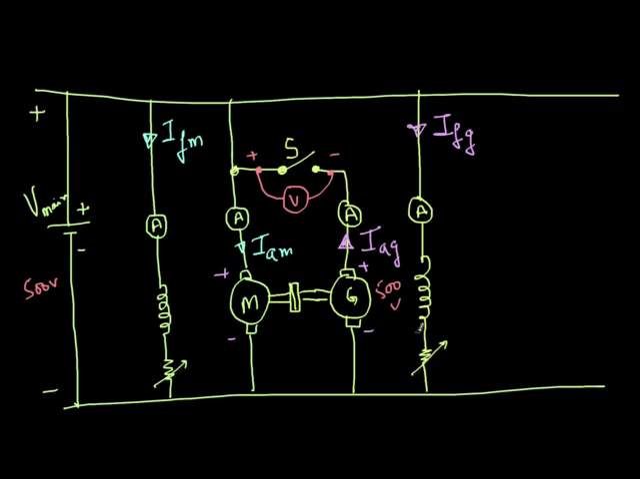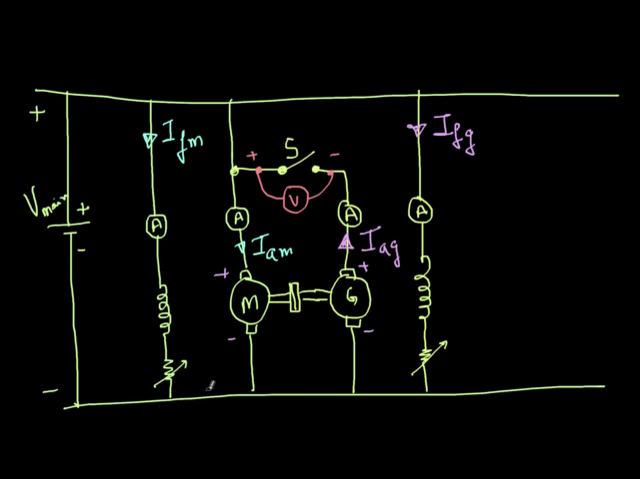The resistance in the field of the generator, if I increase it, then the current will decrease and the voltage will decrease. But if the resistance is decreased, then the current will increase, there will be more flux, and more EMF will be generated. That way I can match whatever voltage. So if this motor is rated at 250 volts, then I apply 250 here, or I generate 250 here, and so on. Now imagine that both voltages are equal, and then I close the switch.